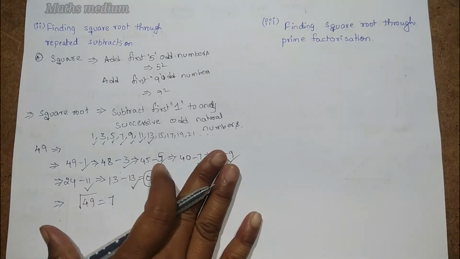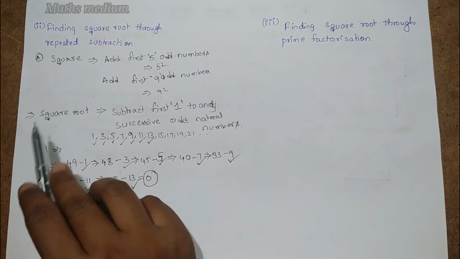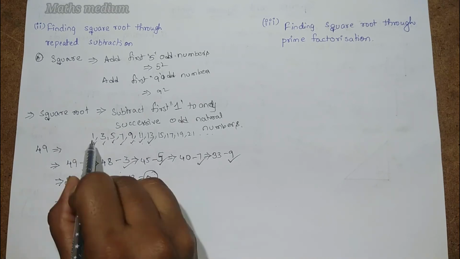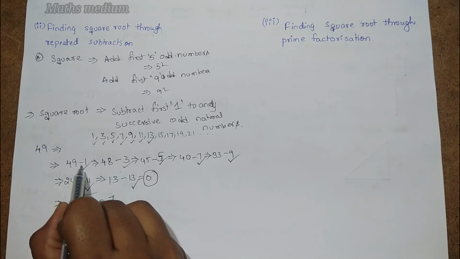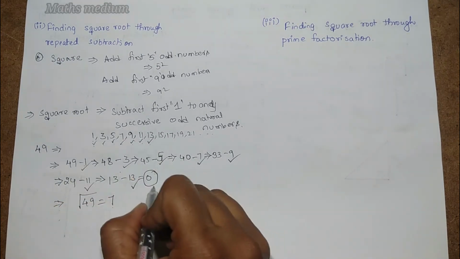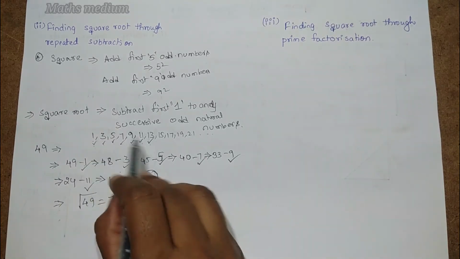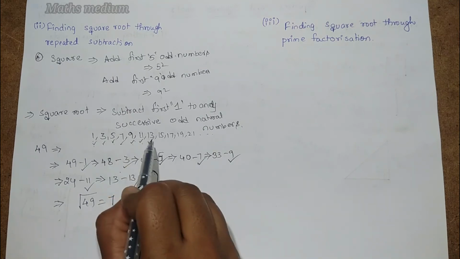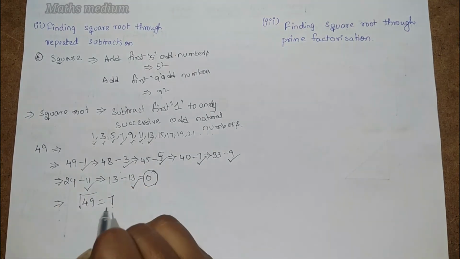I will repeat it again. Take the given number to find the square root. In order to find the square root, we have to subtract successive odd natural numbers starting from 1. So start from 1, 49 minus 1, 48. Repeat the same procedure until you get 0. Here we get 0, then count how many odd natural numbers we subtracted. Here we got 1, 2, 3, 4, 5, 6, 7. So the square root of the given number is 7.